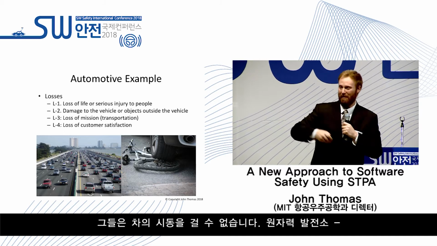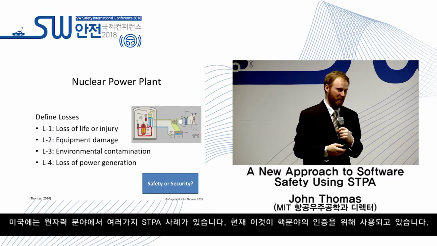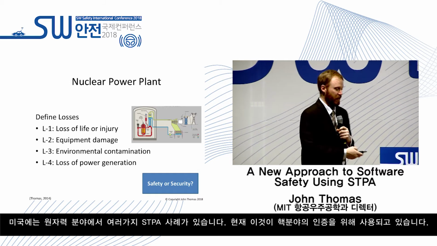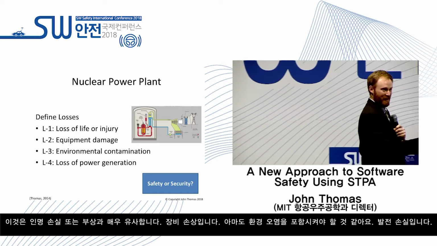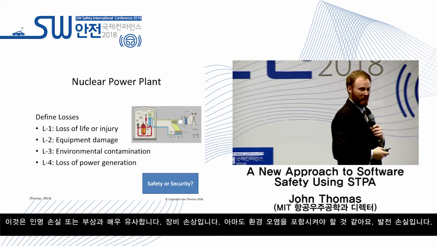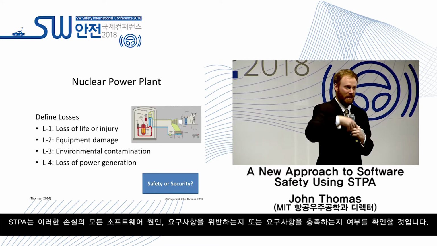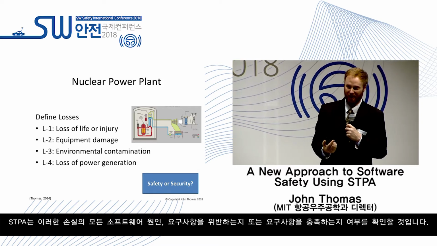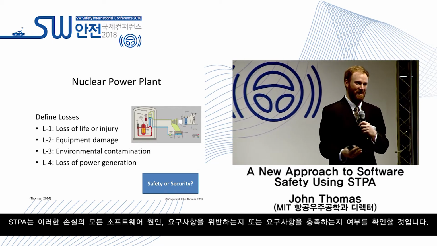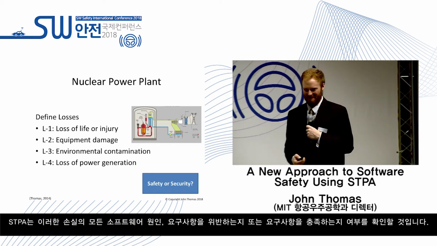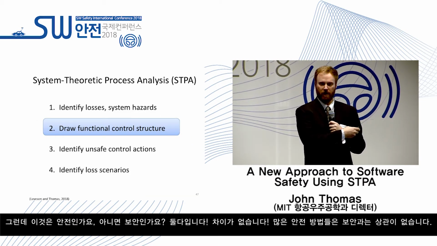Nuclear power plant. There have been a number of STPA examples in the US. STPA is now being used for certification in nuclear. It's very similar. Loss of life or injury. Equipment damage. Maybe we need to include environmental contamination. Loss of power generation. STPA will find every software cause of these losses, whether the requirements are violated or the requirements are met. By the way, is this safety or security so far?